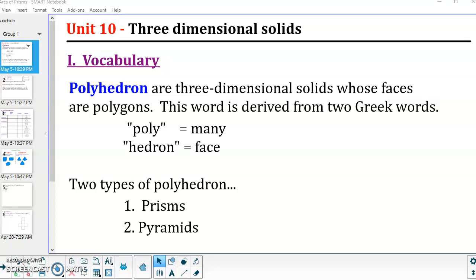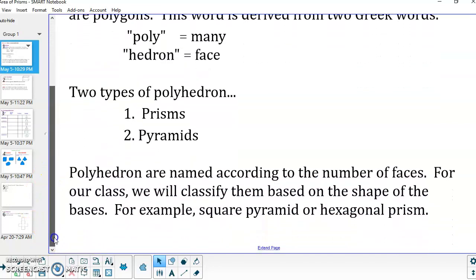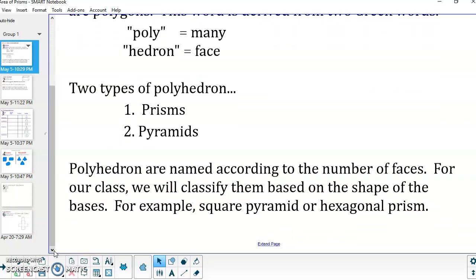So what is a polyhedron? It's a three-dimensional solid whose faces are polygons. This word is derived from two Greek words, poly, which means many, and hedron, which is face. And there are two types of polyhedron, prisms and pyramids. For a minute, I'm just going to stick with talking about polyhedrons, and then we'll skip to the other types of three-dimensional solids that we'll talk about.